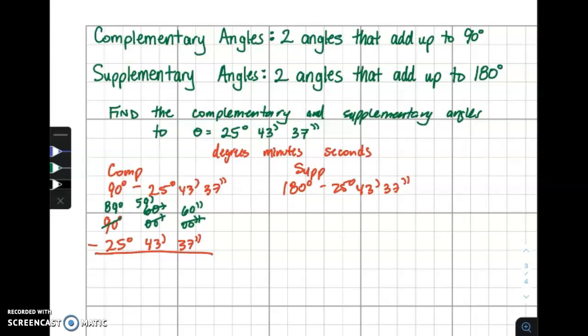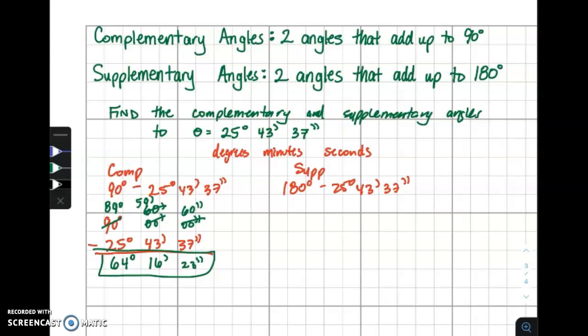So I've got 60 minus 37, I get 23 seconds. Then I've got 59 minus 43, that gives me 16 minutes. And then I've got 89 minus 25, which is 64 degrees. So that is my complement.